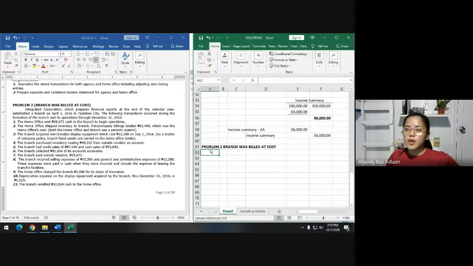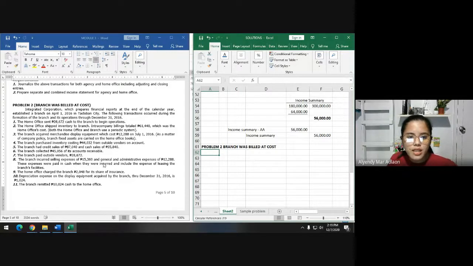So, let's say the item costs 100, and the price the home office charges to the branch is only 100. But if it is billed above cost, the price charged is 125, let's say, while the actual cost is only 100. In this case, branch was billed at cost. So no problem as to the allowance for overvaluation.